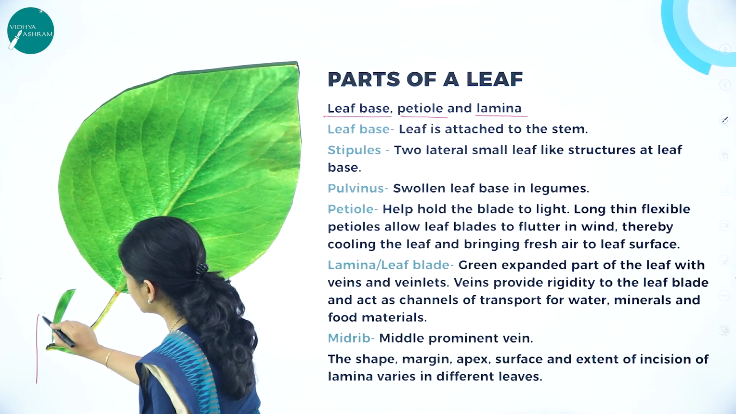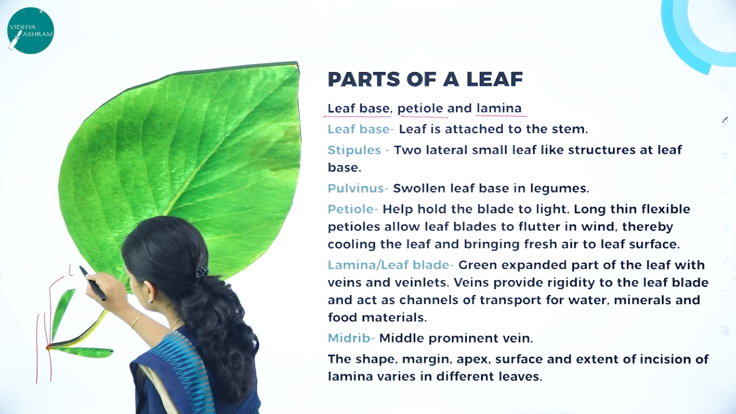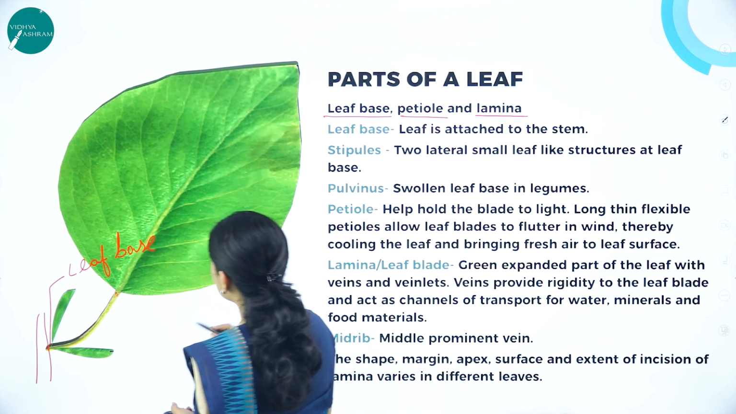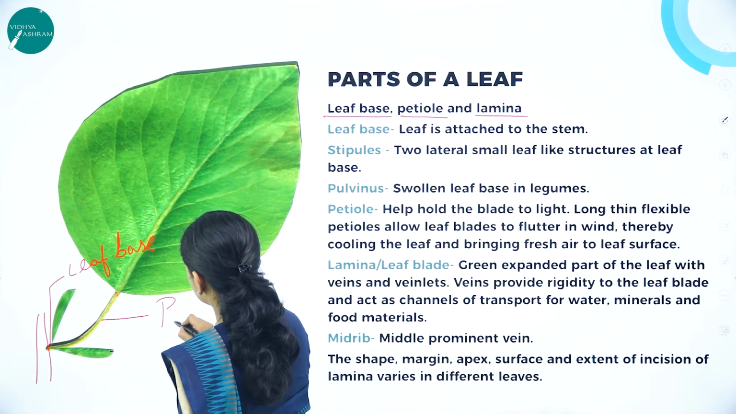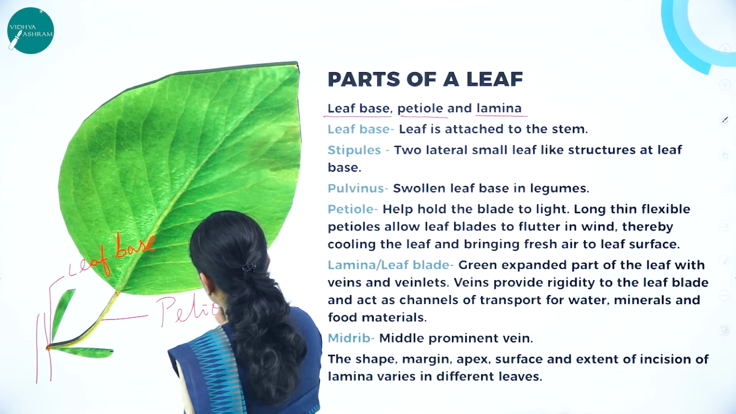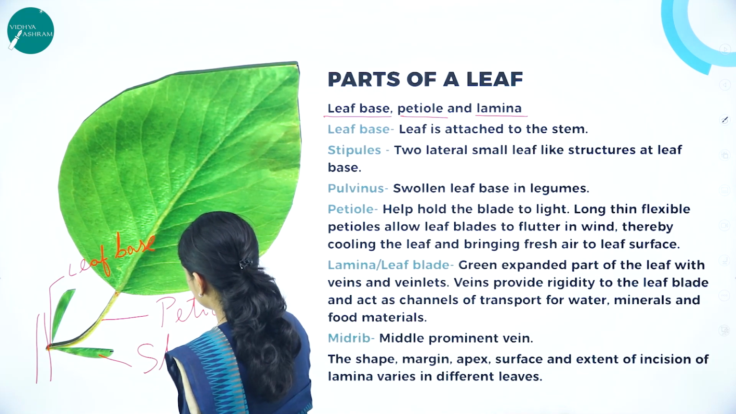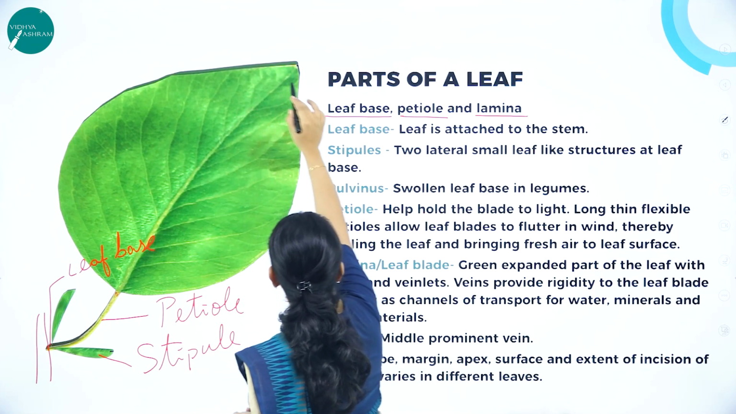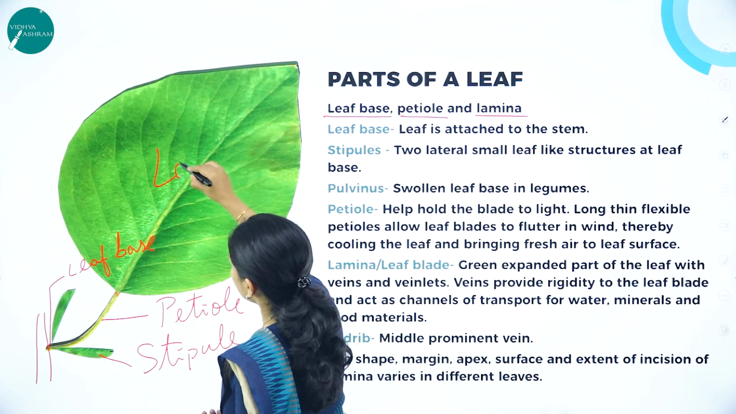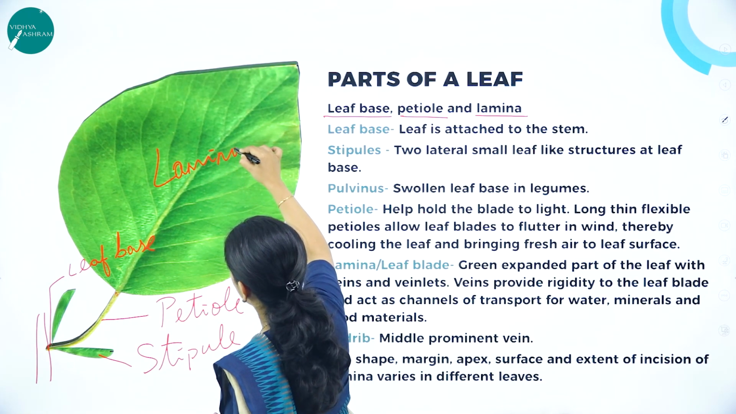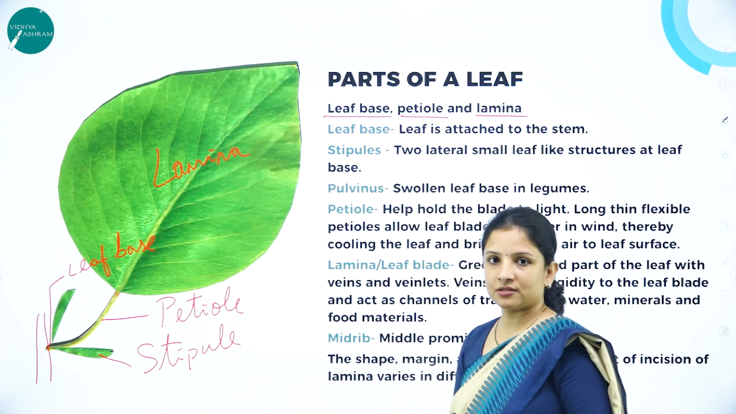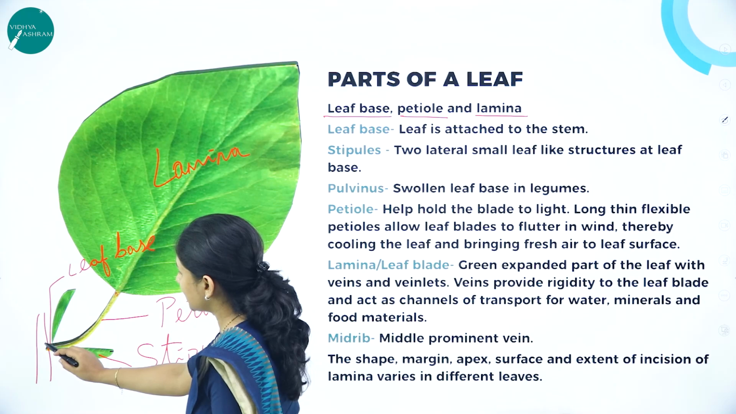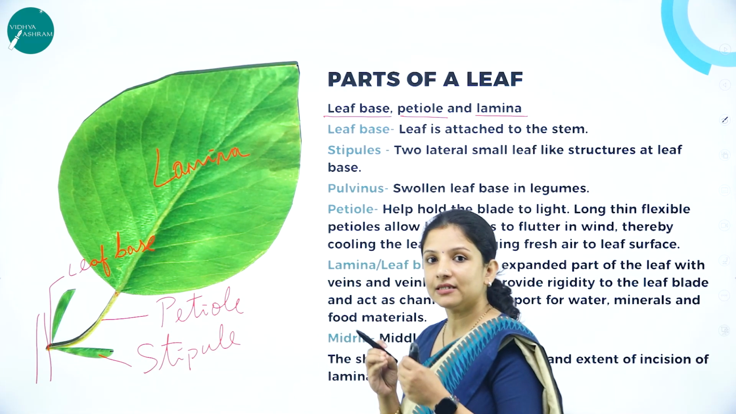So, say for example, here the stem is there. This will form the leaf base. So, it has the leaf base, then it has the petiole. This is the stipule. So, it has the petiole, it has the stipule, then the entire leaf blade is called the lamina. So, talking about the leaf base, a leaf is attached to the stem. The region where the leaf is attached to the stem is called the leaf base.